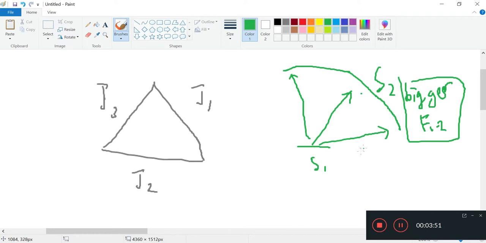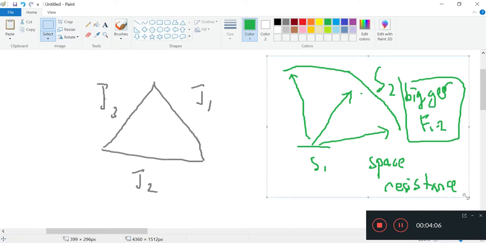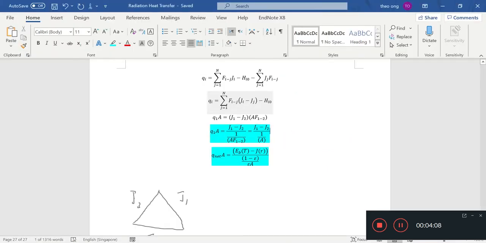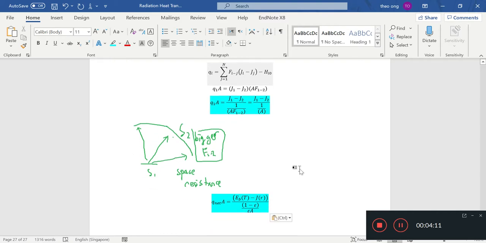So this is what we call the space resistance. Okay, so this is space resistance. I will put this here. So space resistance, right? If you have a bigger view factor, because view factor will range from 0 to 1, it is a fraction of the total amount being emitted by this surface S1. So if you have a bigger view factor, there is less space resistance. Hopefully that makes intuitive sense.